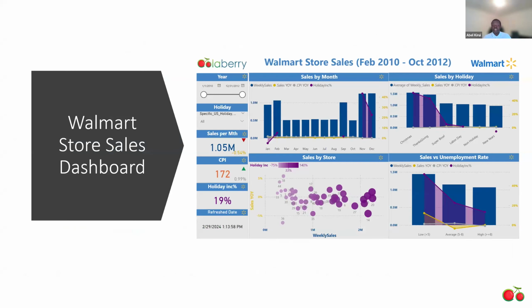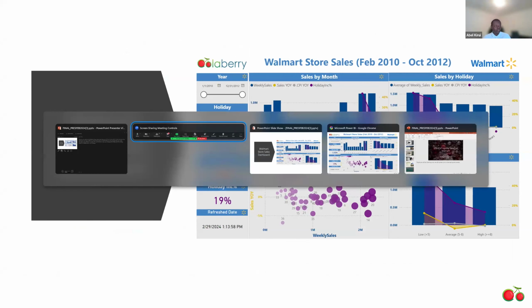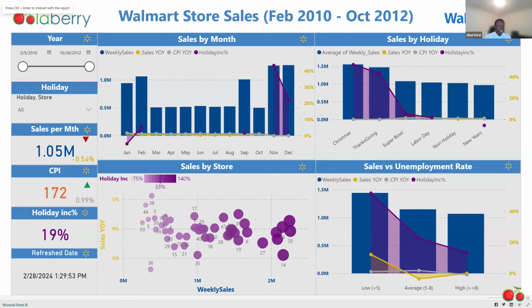Here, we're able to see Walmart's dataset. As you can see, we have three different KPIs. We have sales per month on the left side. We have 1.5 million on average in different months. We have CPI, which tells us how customers feel in terms of spending money during holidays or non-holidays. And then we have holiday increase, which you can see is at 19%, which tells us that holidays do really have an effect.